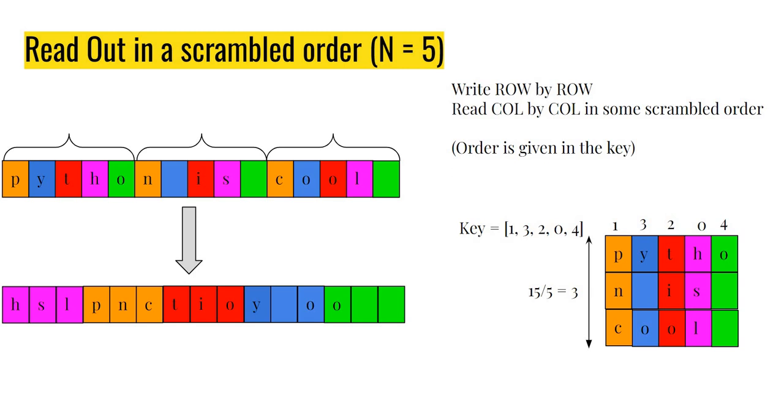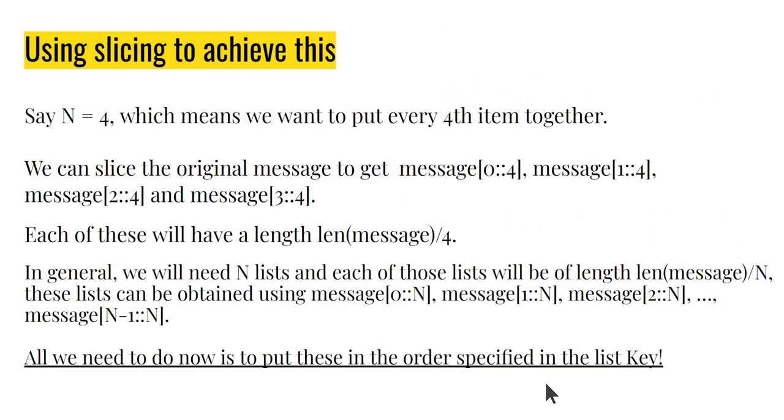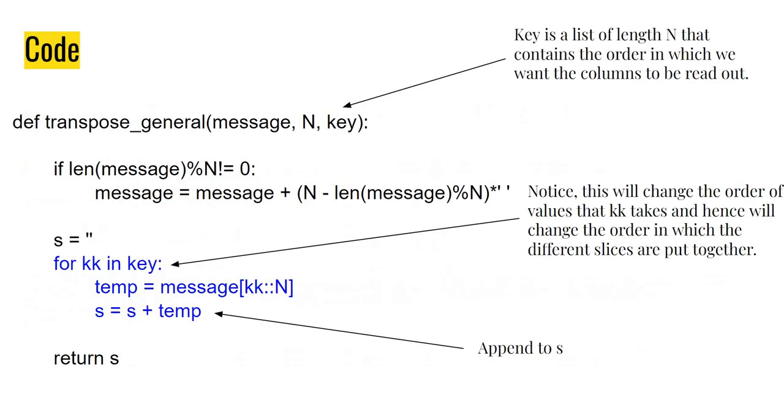Turns out, however, that the code is in fact just a very small change from the code that we had earlier. And the reason for this is really very clear, because we are doing the same exact slices. For example, if n was 4, we are doing the exact same slices: message 0 colon 4, message 1 colon 4, message 2 colon 4, and so on and so forth. Each of these has a length of message by 4. Now, all we need really is to put them out in a specific order, which is given by this list key.